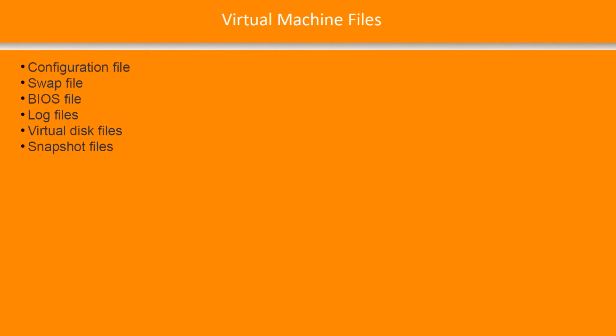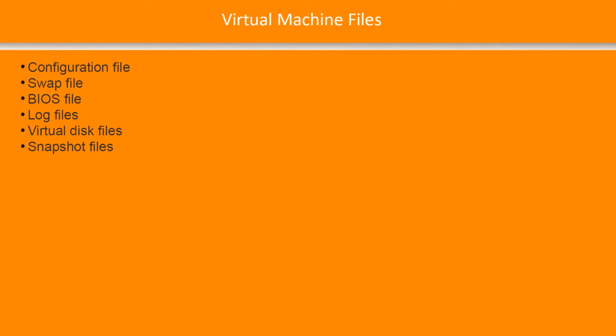The swap file is storage on the data store that is required by the hypervisor in the event of memory contention, to be able to swap memory contents out to disk. It is only available or required when the virtual machine is powered on.